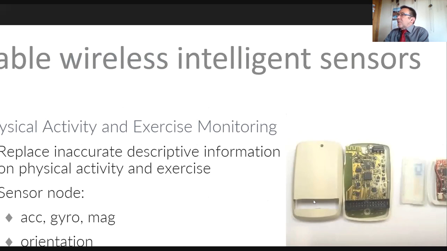On the left-hand side is an older version, and on the right-hand side is a more recent one. As you can see here, we are reducing the size of the devices, and at the same time, we are also making such changes that we can reduce the power consumption. The intention of such sensors is that we monitor physical activity of the patients, and also that we try to convince them to use the same devices for monitoring of their efforts in exercising.